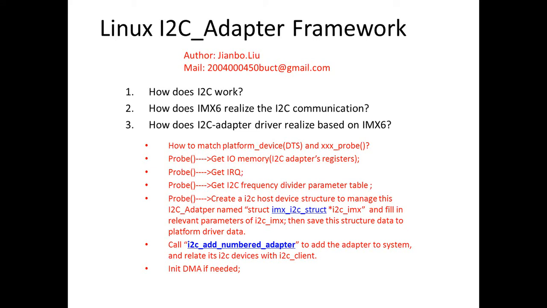Okay, let's start talking about the I2C communication realized in embedded Linux system. For the I2C communication, we know it's a very basic communication in embedded system. For the embedded system, we choose the Linux, but for Linux, how to realize the I2C communication, we should choose a microprocessor. Many Linux systems run on some embedded platform.